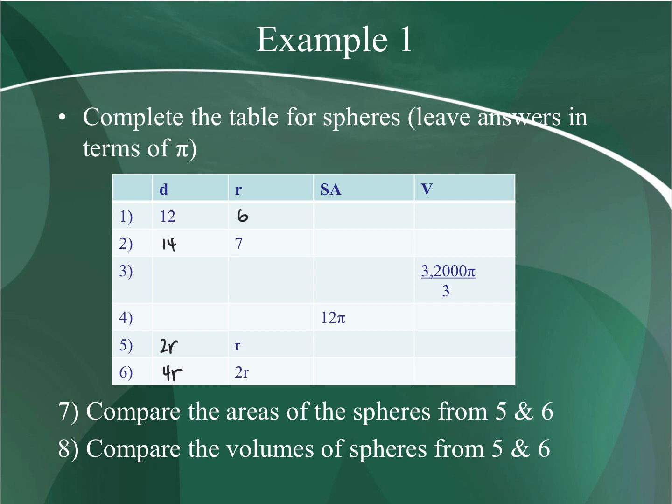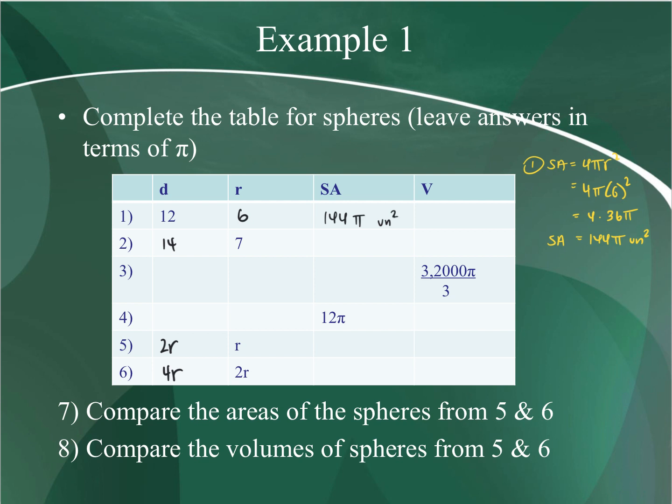Now, the surface area. I'm going to do number 1 first. For number 1, I know that surface area, again, is 4 pi r squared. So in this case, r is 6. So it's going to be 4 times 36 pi. And that comes out to 144 pi units squared. So that's my surface area. It says leave my answers in terms of pi. So 144 pi units squared. Not pi squared, sorry about that.